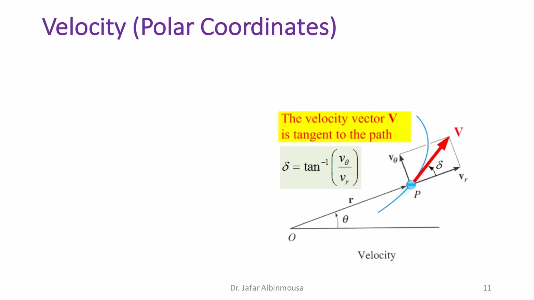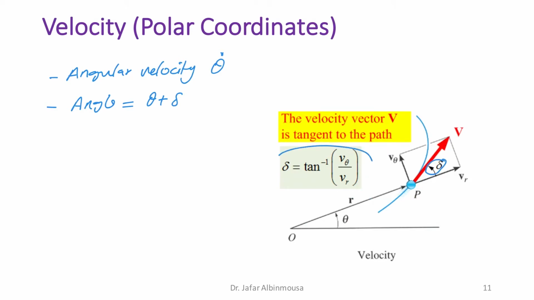So here, as I was saying, the angular velocity is theta dot, while the angle of the velocity is theta plus delta, where delta, as I showed over here, is tan inverse of v theta over vr.